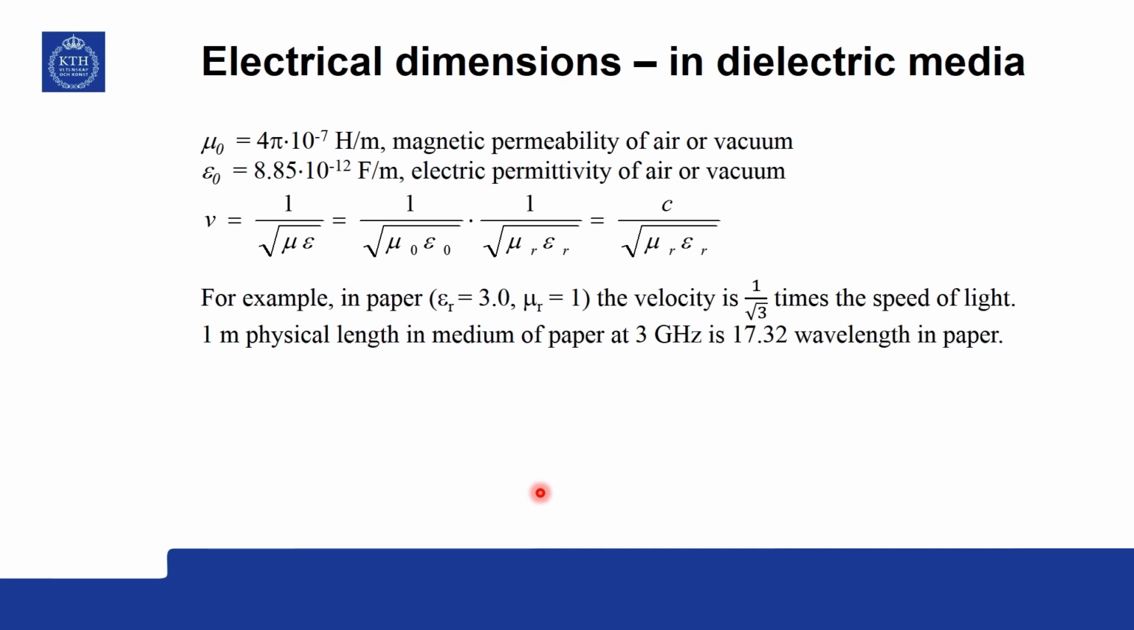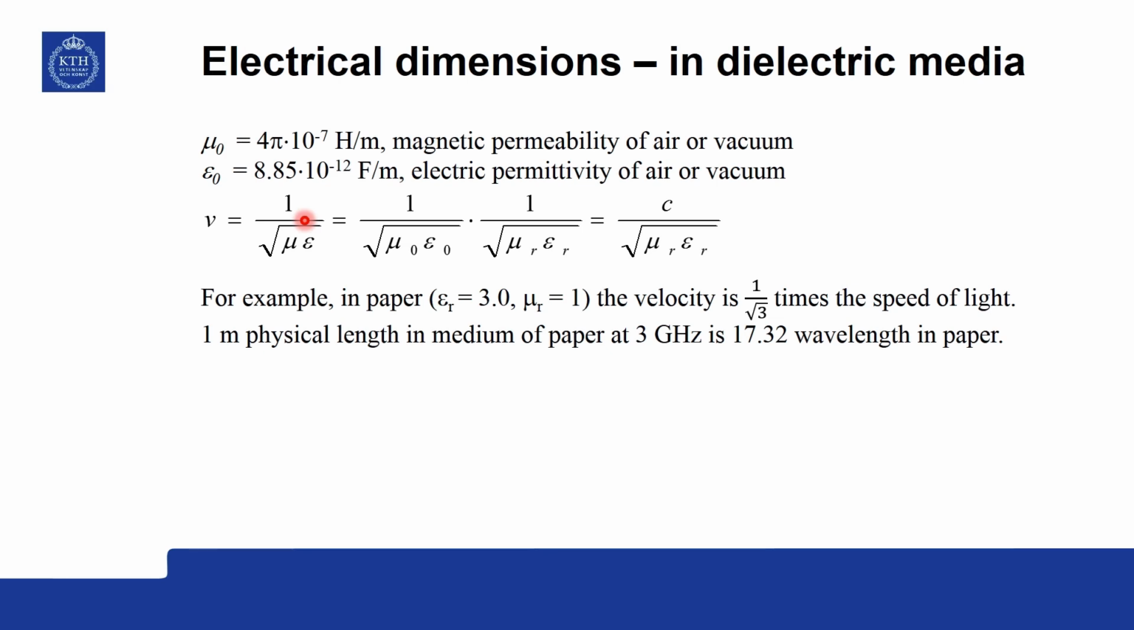Now, in dielectric media, the speed of electromagnetic waves is different. While discussing the fundamentals of electromagnetics, we will review this. We have the magnetic permeability of air or vacuum given by 4 pi into 10 to the power of minus 7 Henry per meter. The electric permittivity of air or vacuum is given by 8.85 into 10 to the power of minus 12 farads per meter. So, V is 1 by square root of mu epsilon.